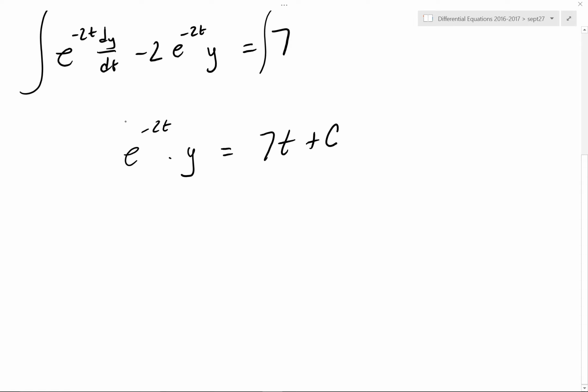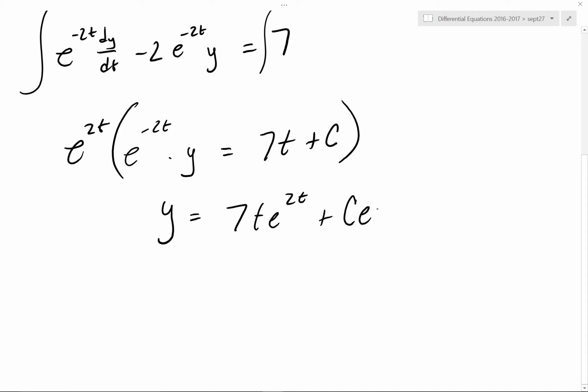We're going to multiply by e to the 2t, yes? There's y, and then it's 7t e to the 2t plus c e to the 2t. By the way, can I just share this? This is pretty exciting. Ah, that's nice. I didn't have to, but I think it's kind of nice because they both have that factor. Pull it out, no big deal.